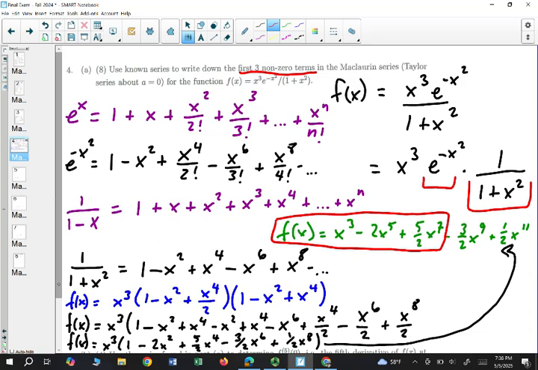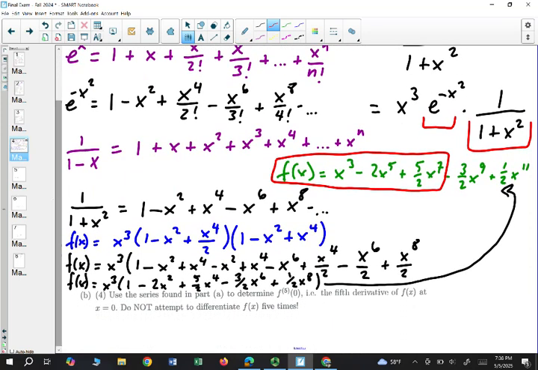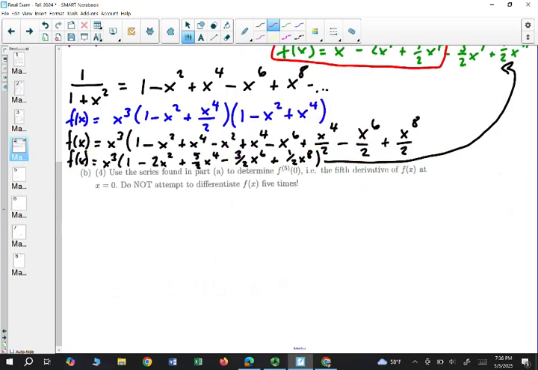Okay. All right, let's take a look at, there's a follow-up to this one. Use the series found in part A to determine the fifth derivative of the function at 0. And they tell us, do not attempt to differentiate f of x 5 times.